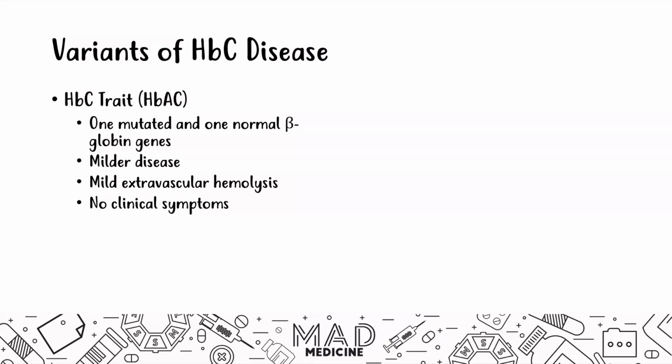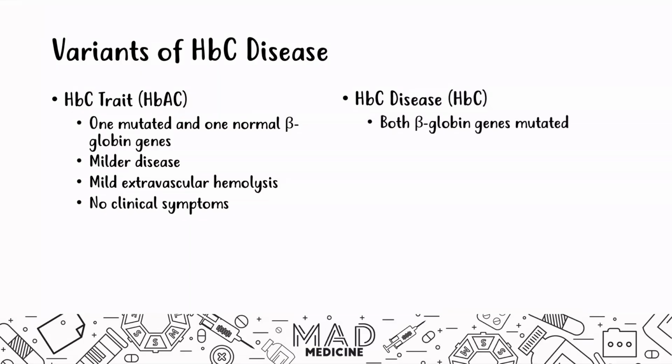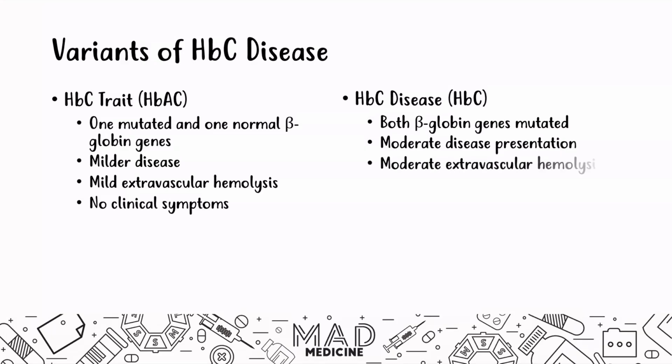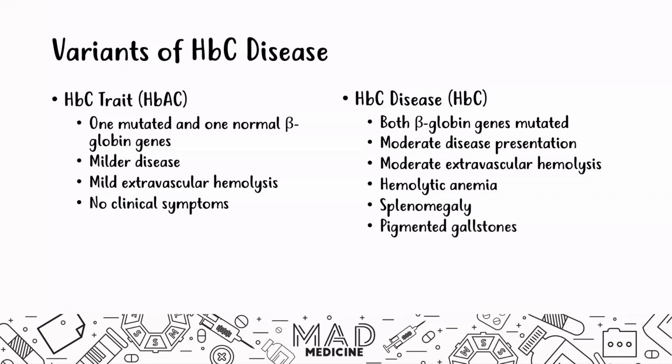Then you have hemoglobin C disease, HbC, where both beta globin genes are going to have the glutamic acid to lysine mutation. In this case, you're going to have the more moderate disease presentation with moderate extravascular hemolysis, more so a hepatosplenomegaly than in the hemoglobin C trait. And you're going to see hemolytic anemia. You're going to see splenomegaly, like we said, as well as pigmented gallstones due to the extravascular hemolysis.